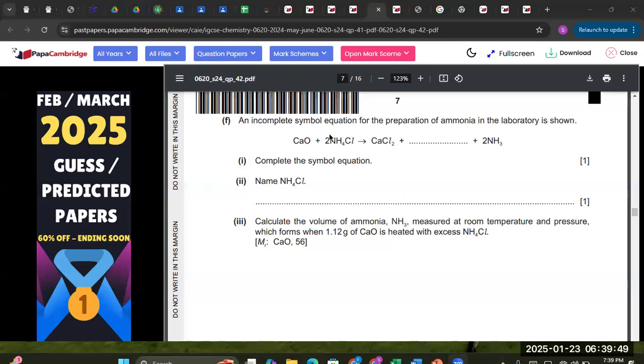Okay, an incomplete simple equation for the preparation of ammonia in the laboratory is shown. Complete the simple equation. This is not an equation that you will study in your past papers as such. It's not an equation in your syllabus, but just looking at the equation and looking at the elements, can you figure out what should come in the missing blank?